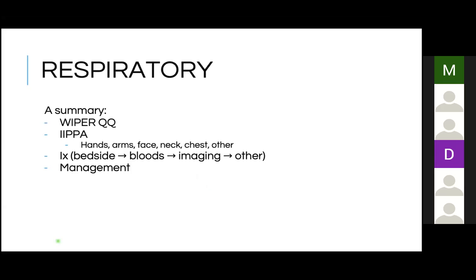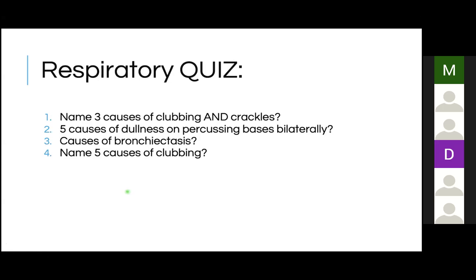Now we have a little quiz if you guys want to try. I don't know if you want to post the answers in the chat. So 3 causes of clubbing and crackles, 5 causes of dullness on percussing the bases bilaterally, causes of bronchiectasis, and then 5 causes of clubbing.